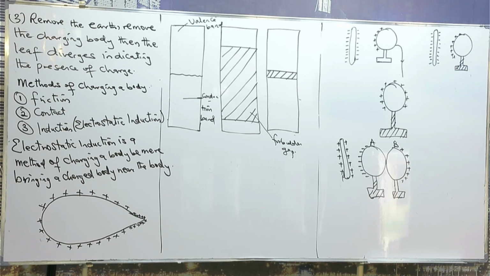So in a conductor, which is the first one, you can see the valence band and the conduction band are overlapping with each other. So electrons can move from the valence band to the conduction band easily.